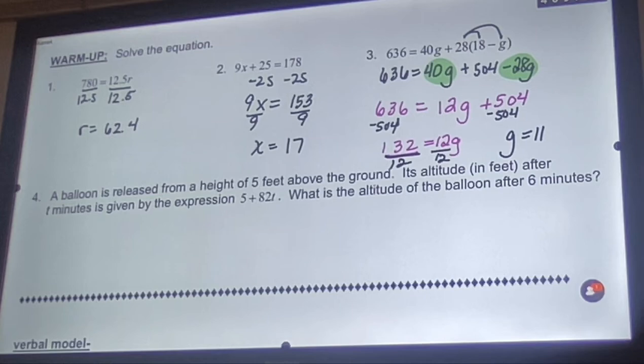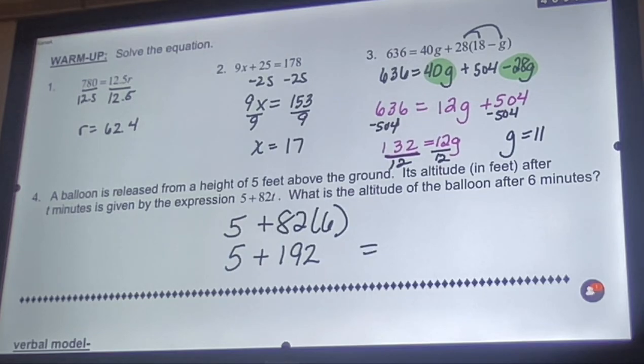Daniel, how would you solve that? So what I do is I multiply 82 by 6. Then after I did that, I add the 5. Yeah, do you know what 82 times 6 is? I got 192. And what do you get when you add 5 to that? Not 192, 492. I'm sorry. That's all right, no worries. And then I got 497. Yeah. And that is in feet.